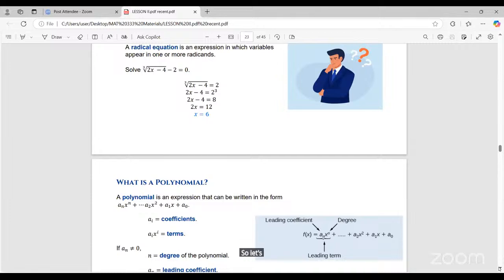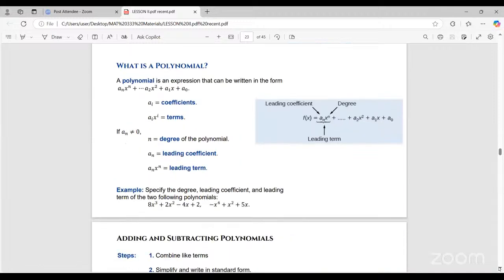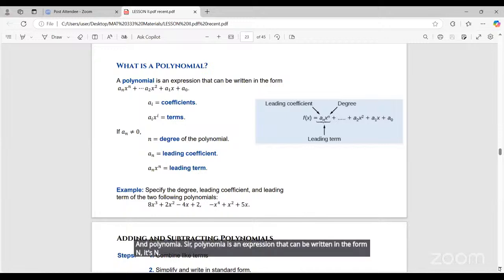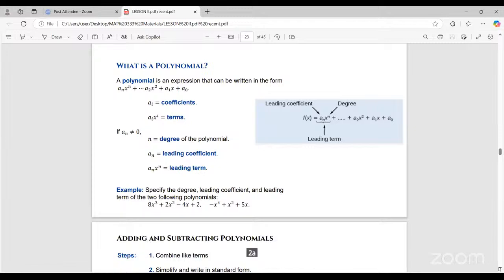So let's deal with polynomials. A polynomial is an expression that can be written in the form a_n x^n plus ... plus a_1 x^1 plus a naught, where the a_i's are the coefficients, the a_i x^i are each of the terms, a naught is a constant, n is the degree of the polynomial, a_n is the leading coefficient, and a_n x^n is the leading term, which is our first term.